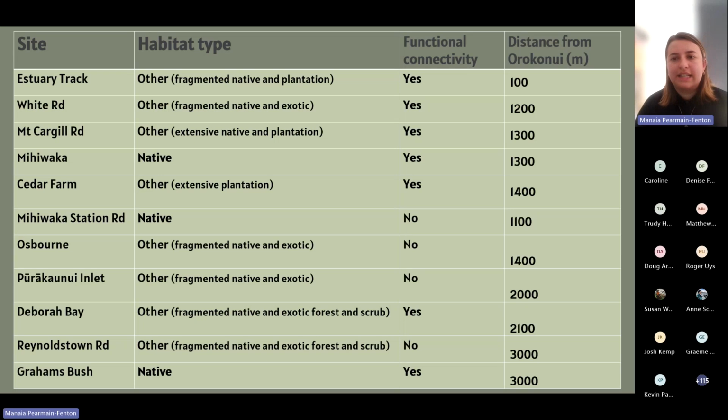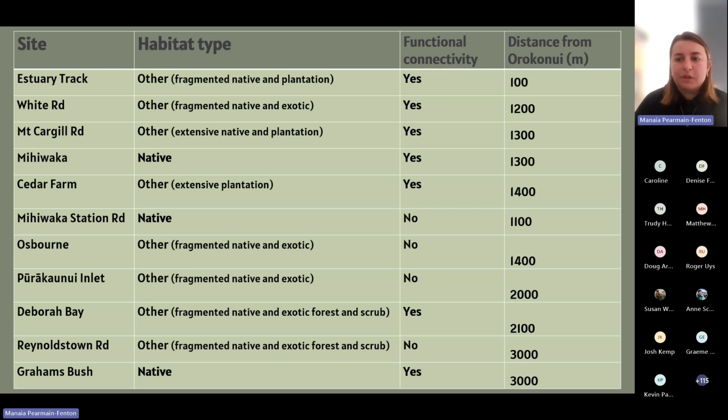Then we categorized the connectivity of each site using aerial imagery to determine which of the sites could be accessed via unbroken habitat corridors. This didn't necessarily mean unbroken native habitat, just not over pasture or farmland.